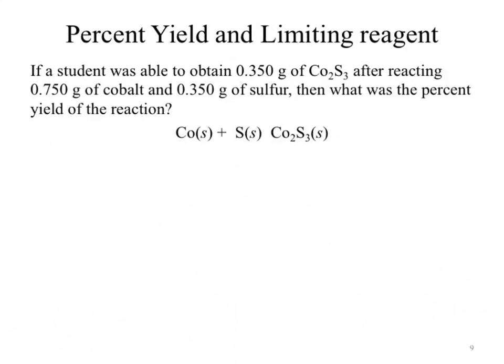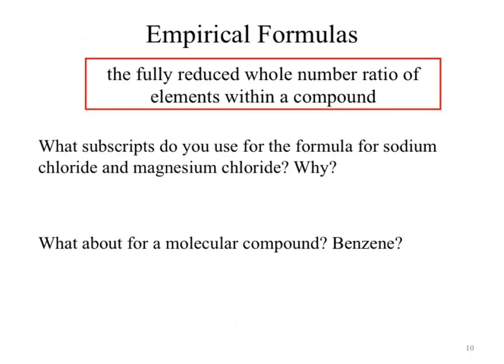I do want to real quickly mention 2 last things here. Really not all that important. Empirical formulas. It is the smallest whole number ratio of atoms within an individual compound. When we look at our ionic compounds, which we've already done, those are always the smallest whole number. But what happens when we move to a molecular compound?